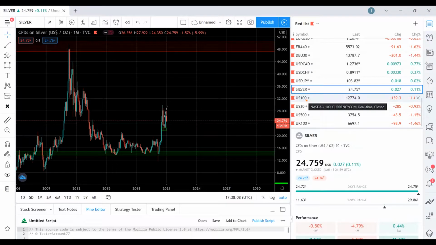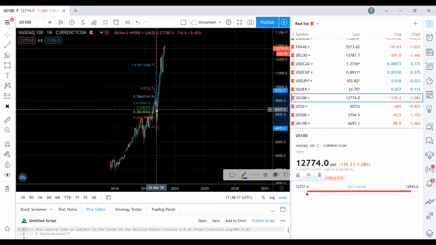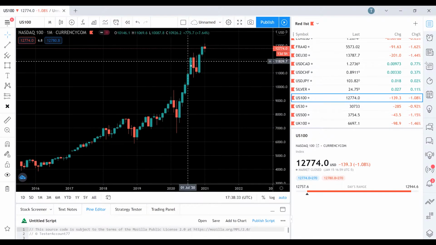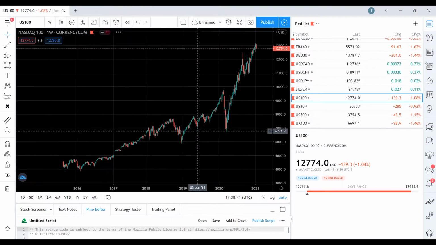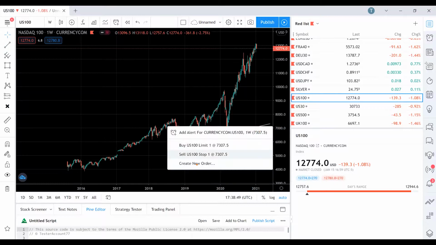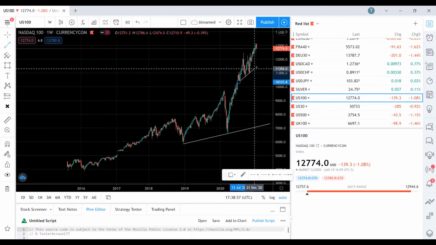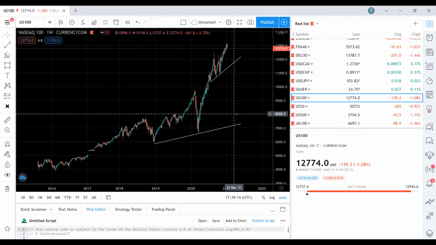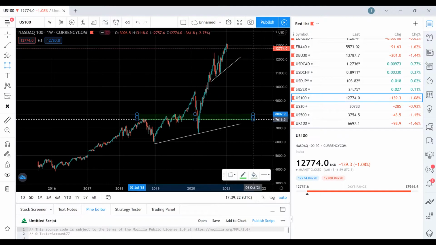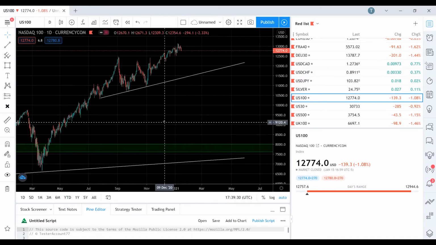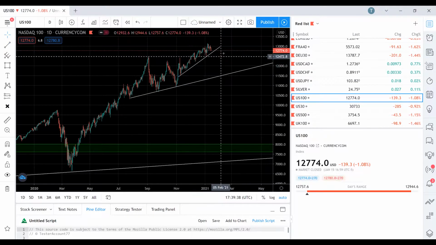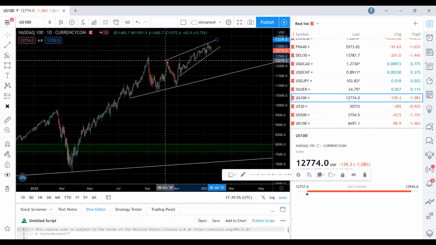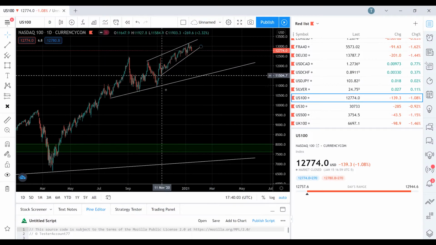US 100, start on the monthly. Move to the weekly. Trend support here. Trend support here. Buy zone here. Move to the daily. Trend support here. Trend resistance here. We can have a rejection here all the way down to break trend support and then move lower to the second trend support. We could also move higher.